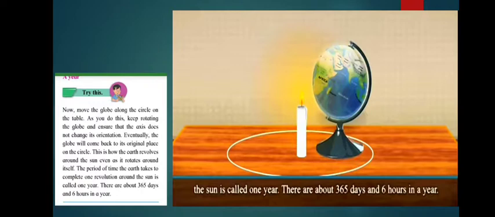The time the earth takes to revolve around the sun, that much time is 1 year. Okay, so there are 365 days and 6 hours in a year. This much time is taken by the earth to complete one revolution around the sun.